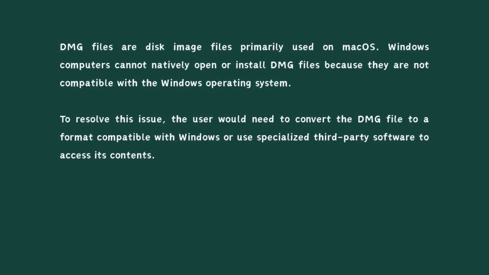DMG files are disk image files primarily used on Mac OS. Windows computers cannot natively open or install DMG files because they are not compatible with the Windows operating system. To resolve this issue, the user would need to convert the DMG file to a format compatible with Windows or use specialized third-party software to access its contents.